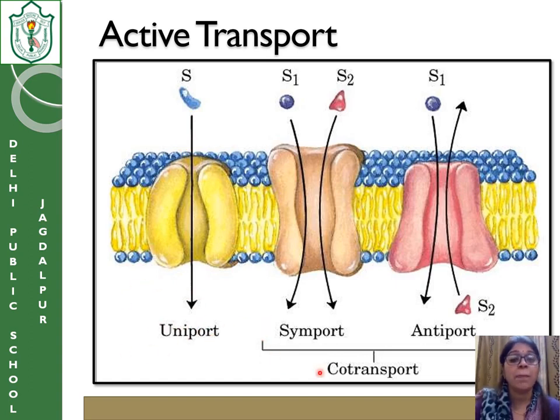Symport means together. When there are two components, by the shape you can make out one is circular and one is triangular, two different substances, both following the same direction, both entering inside or both exiting outside, it is called symport. Anti means one is coming inside and one is going outside, then it is called antiport active transport.